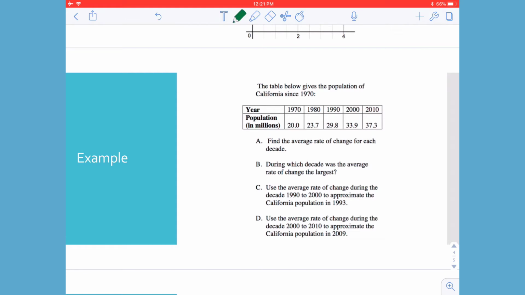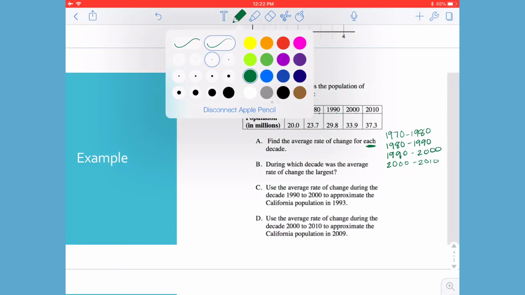So the table below gives the population of California since 1970. So we have year 1970, year 1980, year 1990, year 2000, year 2010. And we want to find the average rate of change for each decade. So you're being asked to find it for each decade, which means it wants you to find the values from 1970 to 1980, from 1980 to 1990, from 1990 to 2000, and then from 2000 to 2010. So there's going to be 4 separate equations that you're going to have to make.